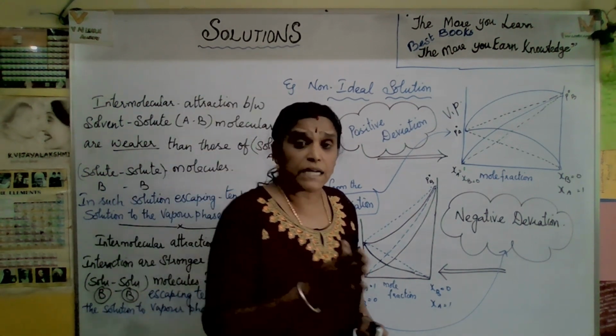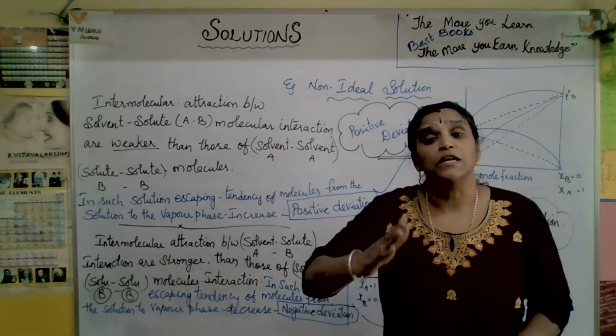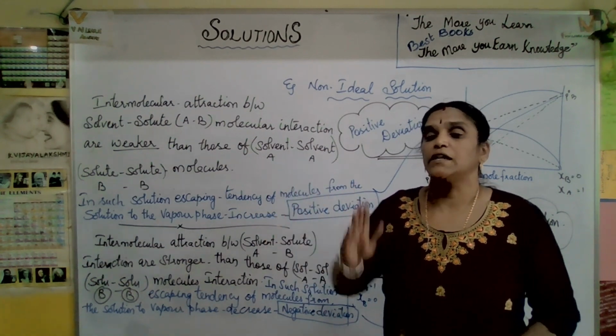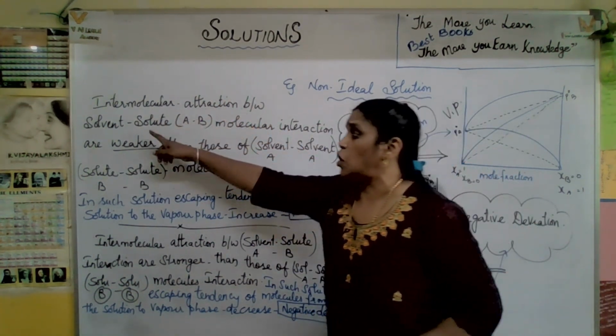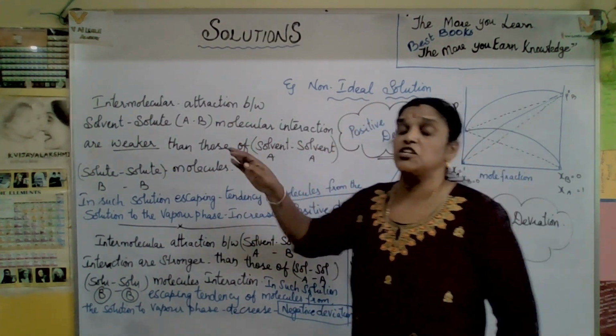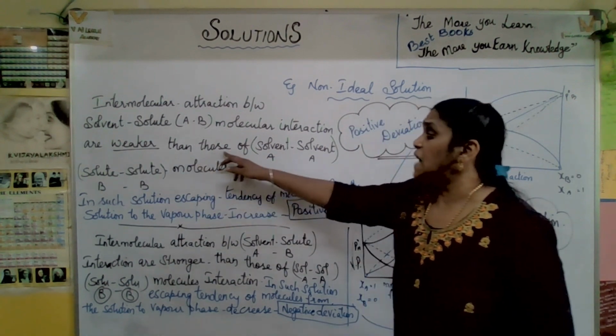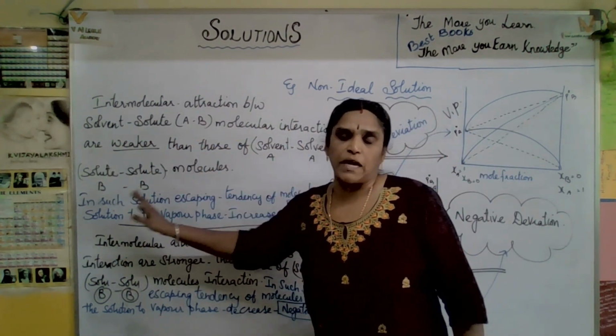Now let us consider the intermolecular attraction between solvent and solute in the non-ideal solution. The intermolecular attraction between the solvent and solute, that is A and B, the molecular interaction, is weaker than those of solvent and solvent or solute and solute.